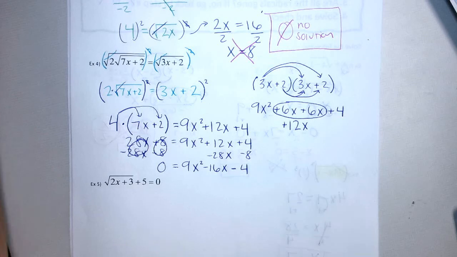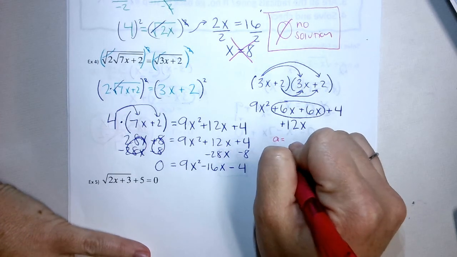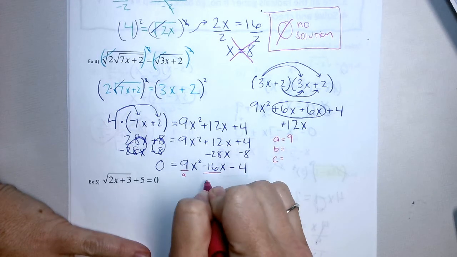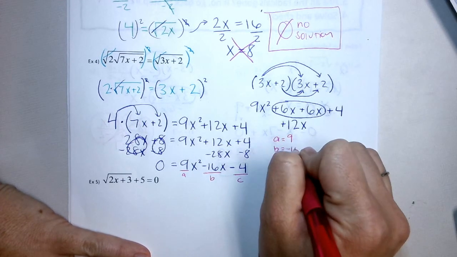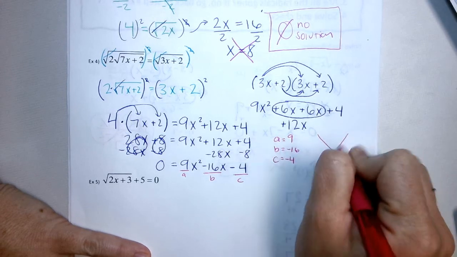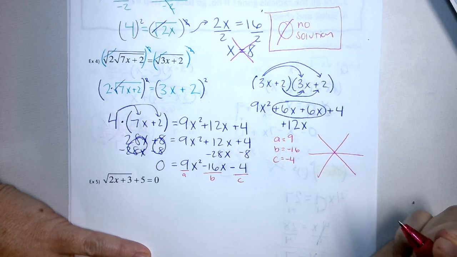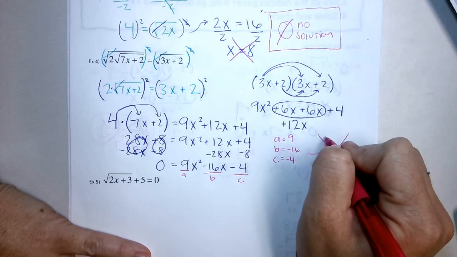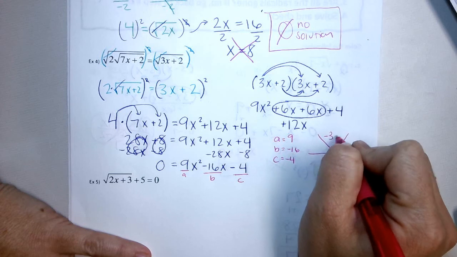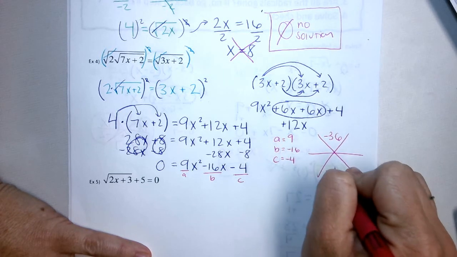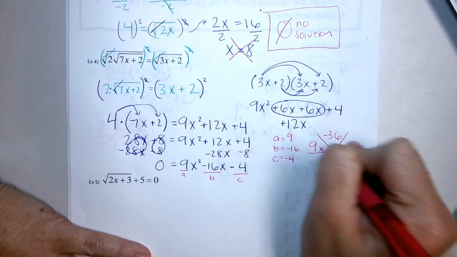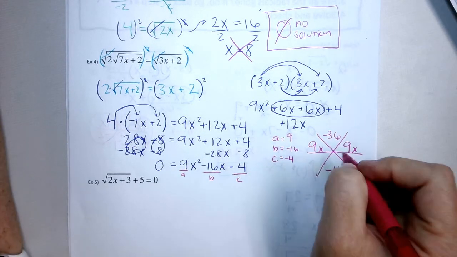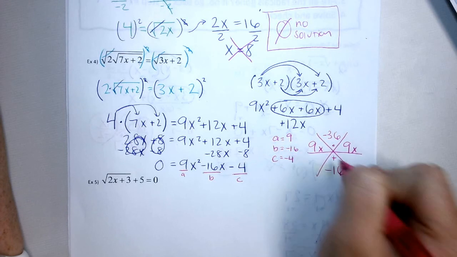Now what am I going to do? Snowflake. What does A equal? 9. B, negative 16. And C, negative 4. A times C goes on top. What's 9 times negative 4? And B is negative 16. A is 9, so we have 9x, 9x. What multiplies to give me negative 36 but adds to give me negative 16?